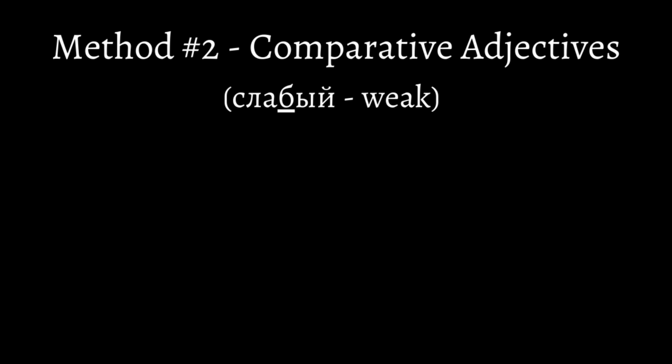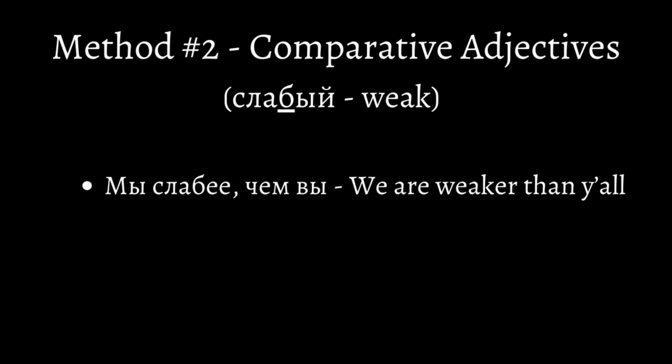Here we have slabý, meaning weak, and its stem ends in b, following the first pattern. Мы слабее, чем вы. We are weaker than y'all. Slabý drops the ending and gets ye in one form, just like in English. Чем is also used with we, which is the object pronoun for y'all.